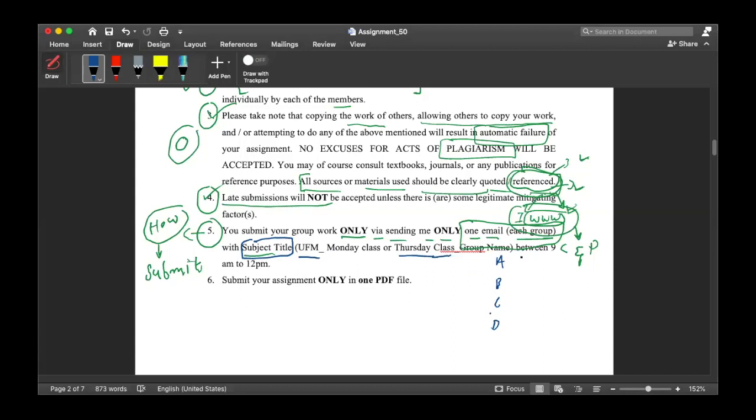And finally, your submission time. Make sure when you send me the email, you submit your assignment on 10th of September between 9 a.m. and 12 p.m. Only in the morning session. Do not send me email after 12 p.m. If you submit your assignment after 12 p.m., I will not accept it.